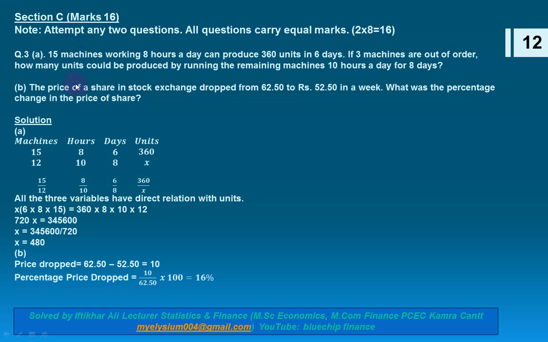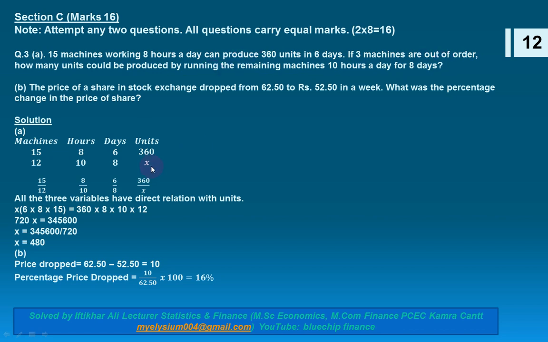Section C, A part. 15 machines working 8 hours a day can produce 360 units in 6 days. If 3 machines are out of order, how many units could be produced by running the remaining machines 10 hours a day for 8 days?